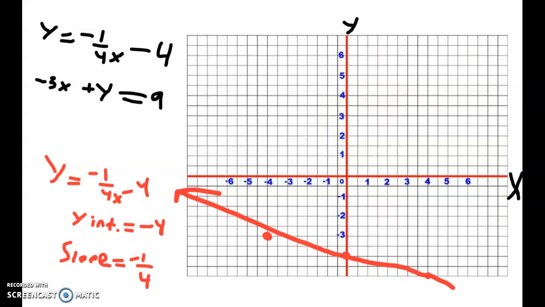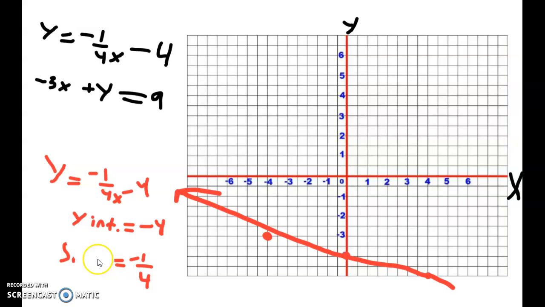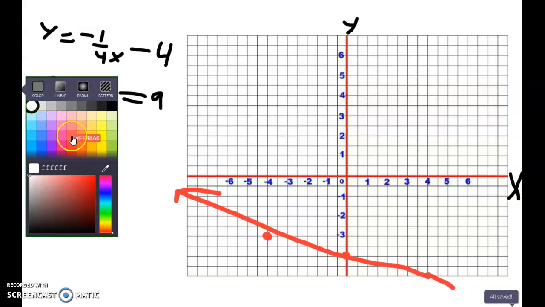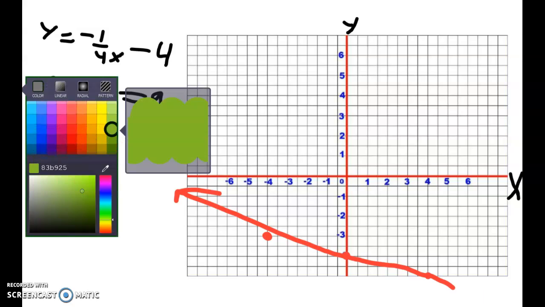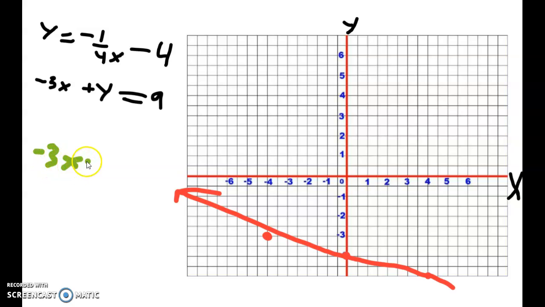So, next we are going to find, let's just erase this here. You can pause the video back there if you are having trouble with anything during that part. I will have kept that up there. So let's do the second problem. Let's do negative 3x plus y equals 9.